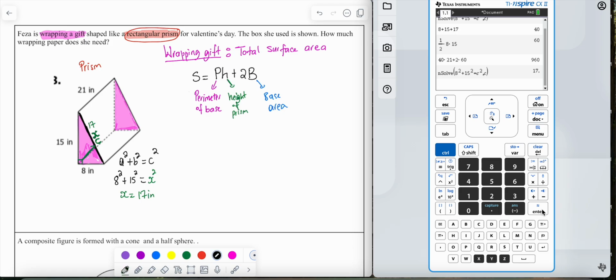So we're going to go ahead and work out the perimeter of the base. The perimeter of the base is going to be the 8 plus the 15 plus the 17. You can just use your calculator and add those. So we're going to have 8 plus 15 plus 17.